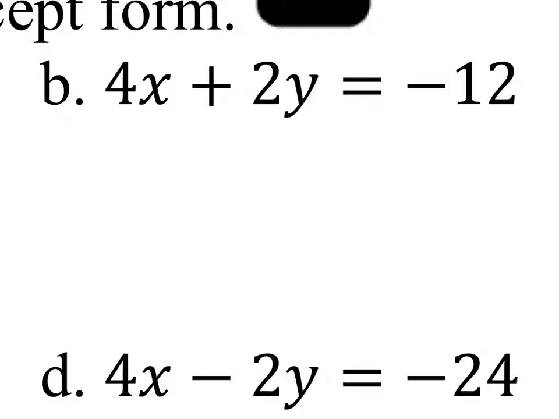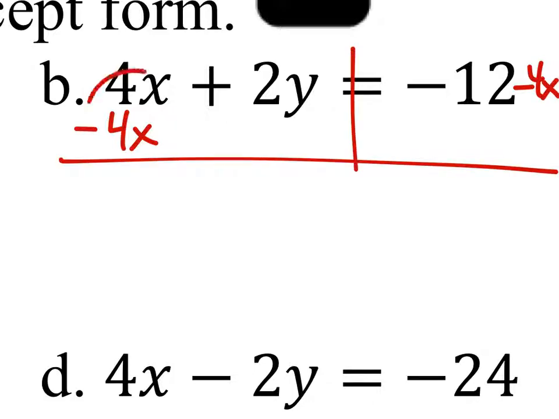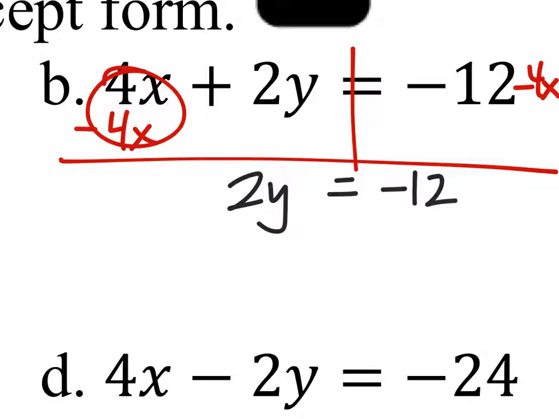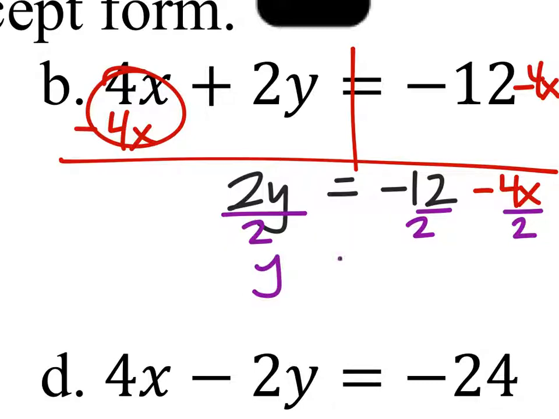Alright, here's B. So again, if I can get this 2y all by itself, then we'll be in good shape. So let's get rid of this 4x by subtracting 4x. And again, that will cause that to become a 0. And now I've got 2y equals negative 12 minus 4x. Now if you wanted to switch those right now, you could. But based on what we did last time, we had a coefficient of y, and we divided by 2 right now, and again, it wouldn't matter. So dividing by 2, we get y equals negative 6 minus 2x.